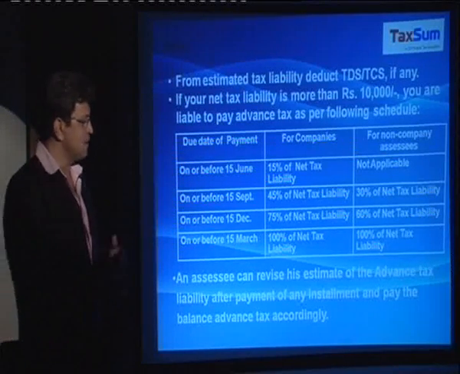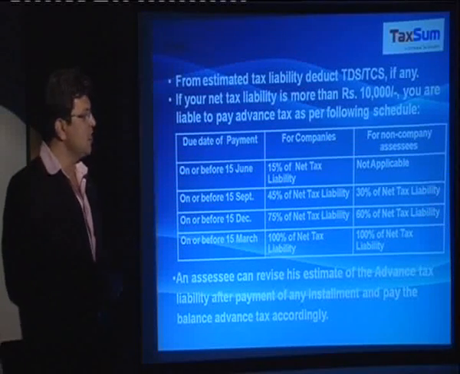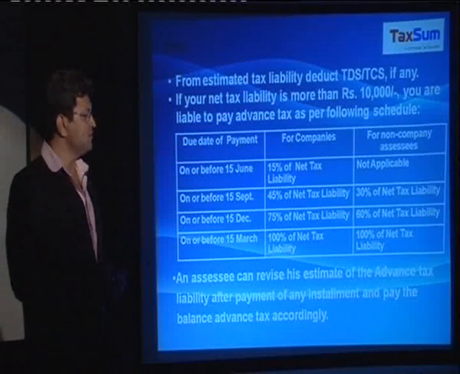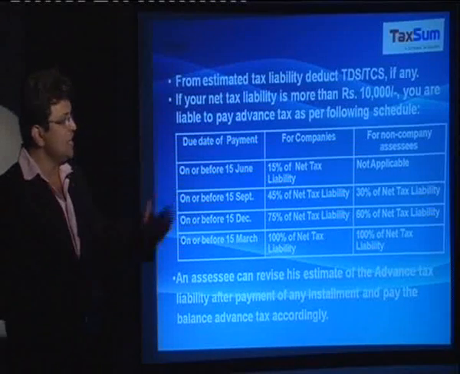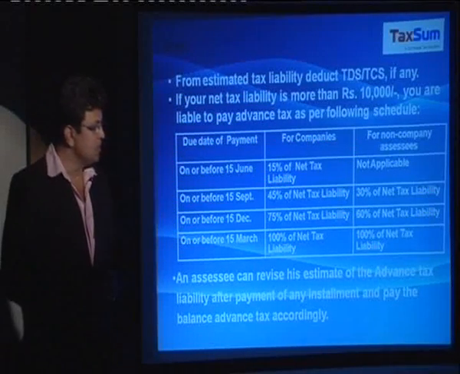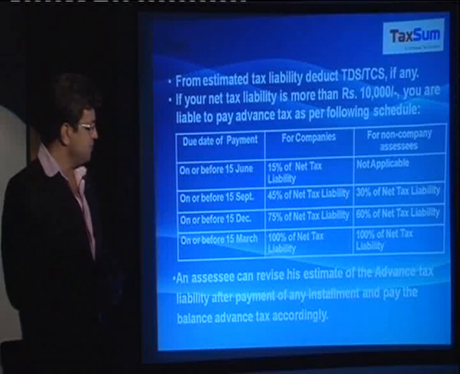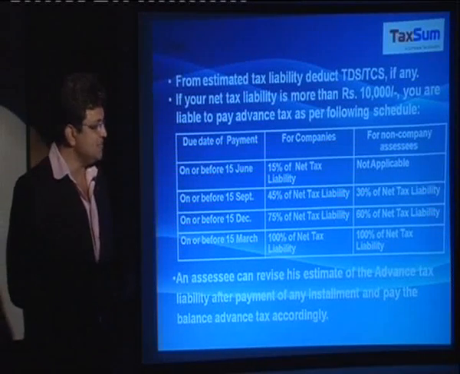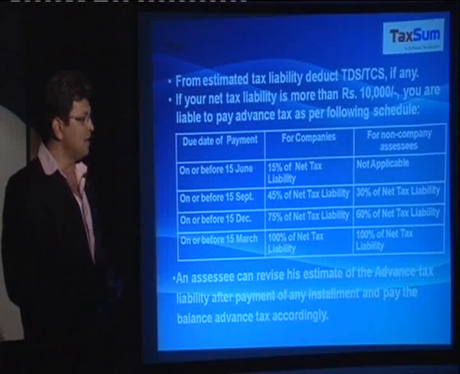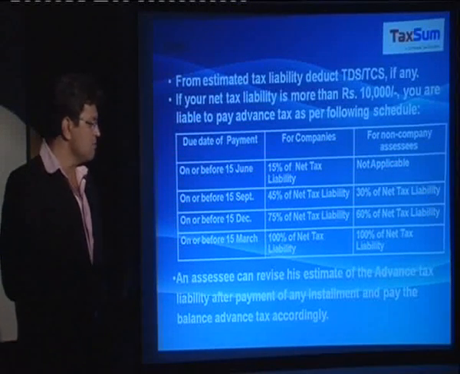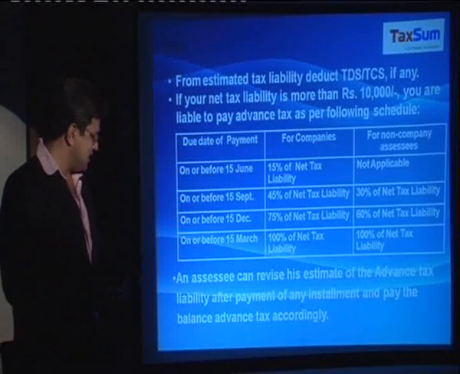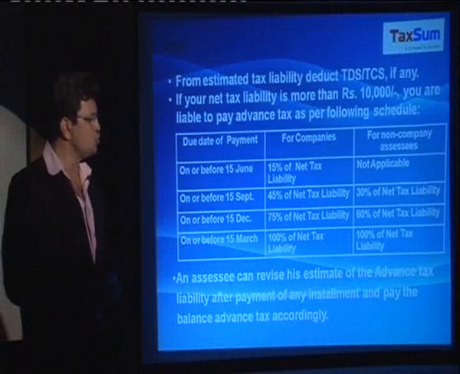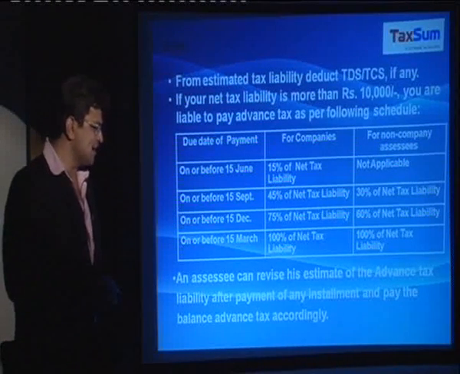Say for example, for companies, by 15 June, one has to pay 15% of the net tax liability. By 15 September, one has to pay 45% of the net tax liability. By 15 December, it is 75%, and by 15 March, it is 100%. In the same way, in case of non-corporate assessees, the figures are 30% before 15 September, 60% of the net tax liability before 15 December, and 100% of the net tax liability before 15th March. An assessee can revise his estimate of the advance tax liability after payment of any installment and pay the balance advance tax accordingly.